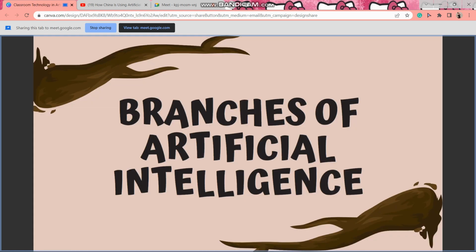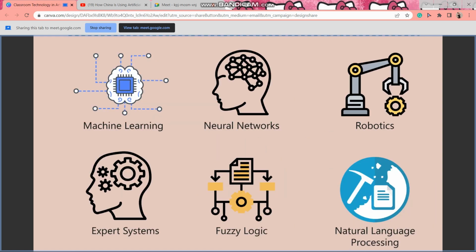Branches of artificial intelligence. There are six branches of artificial intelligence that we will discuss here. The first one is machine learning. Machine learning is the technique that gives computers the potential to learn without being programmed, and it is actively being used in daily life. Fundamentally, it is the science that enables machines to translate, execute, and investigate data for solving real-world problems. The next one is neural networks.